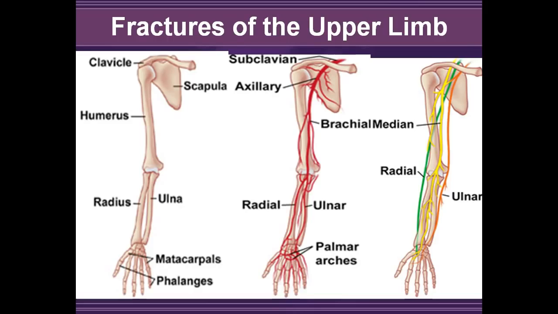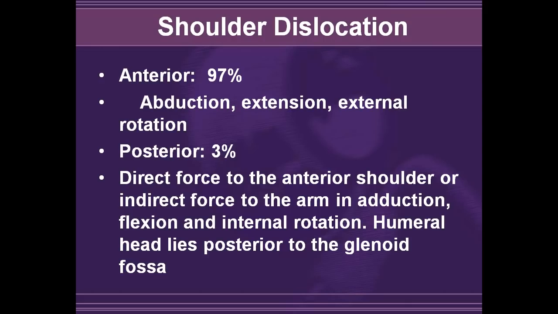So now we'll cover specific fractures to the upper limbs. The upper limb includes the clavicle, the scapula, the humerus, the radius, ulna, the various metacarpals, and phalanges. Knowing the nerve and vascular distribution is also important.